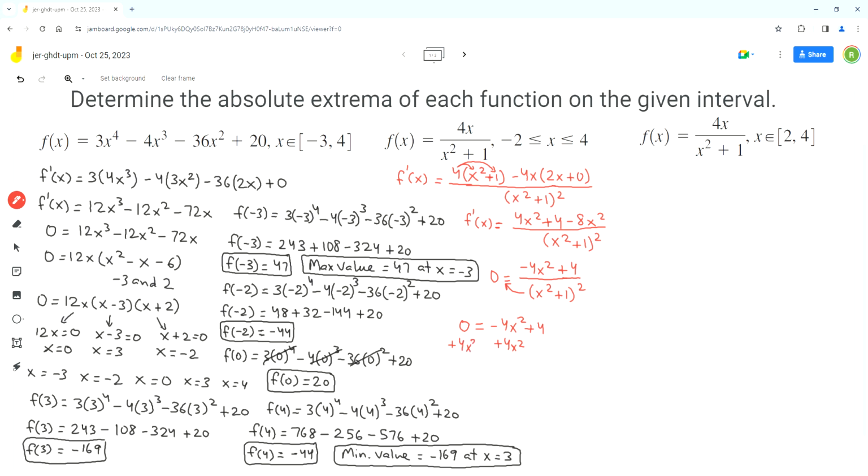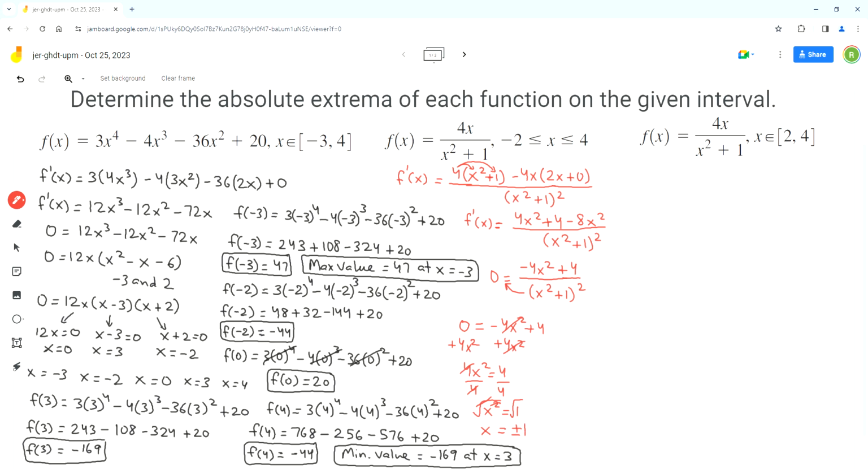So 4x squared on the right side will cancel each other out. So we get 4x squared equals 4. And now we can divide both sides by 4. So the 4's on the left side will cancel each other out. So we get x squared equals 1. And now we can apply square root to both sides. So the square root and the square on the left side will cancel each other out. So we get x equals plus minus 1.